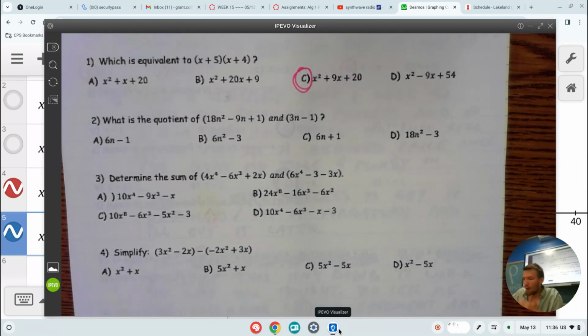Number 2. What is the quotient of blank and blank? Well, what the heck does quotient mean?